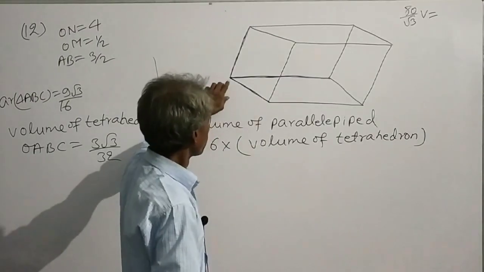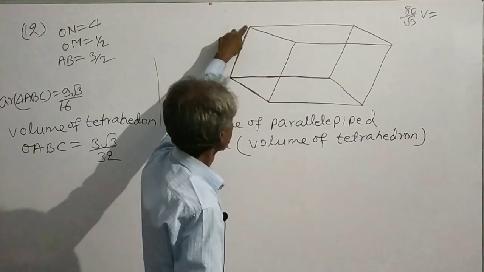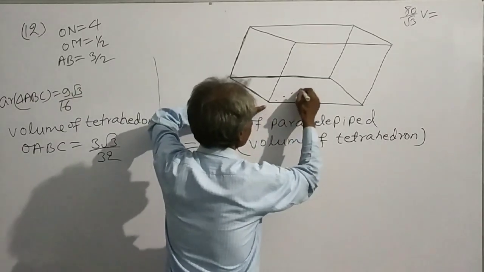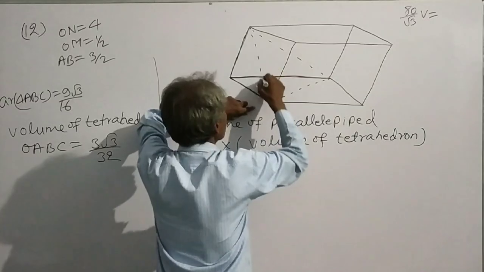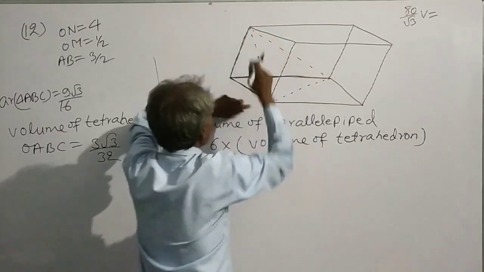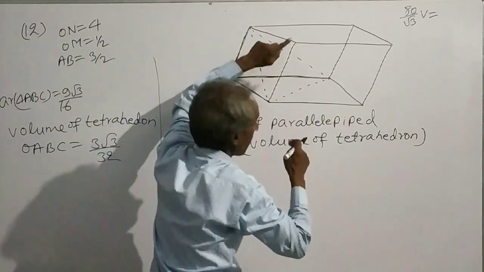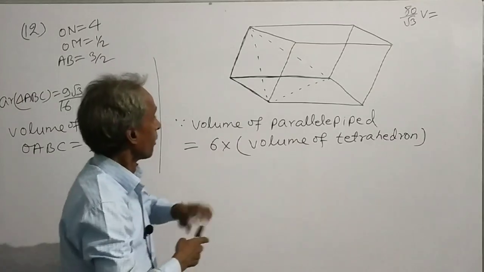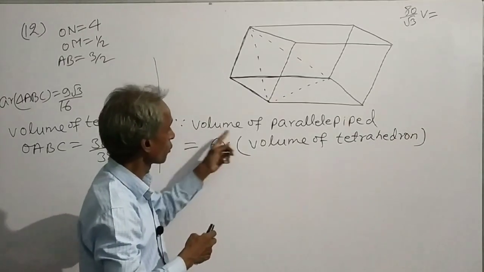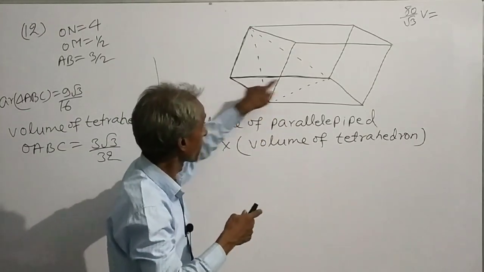If we take 3 coterminous edges, this edge and this edge, and make a tetrahedron by joining these 3 points, in which this is the base triangle and the perpendicular drawn from this to this triangle is the height, then volume of tetrahedron times 6 will be equal to the volume of the parallelepiped determined by the same 3 coterminous edges.